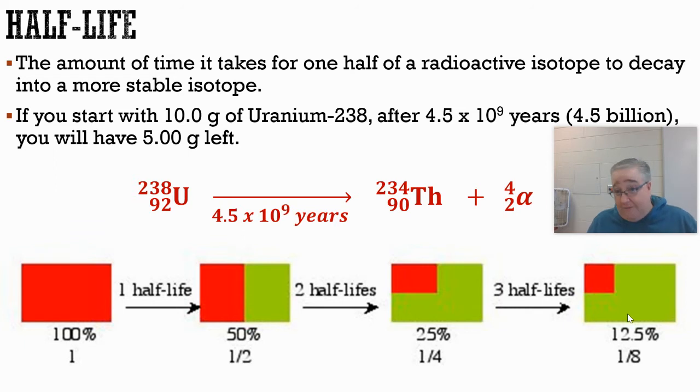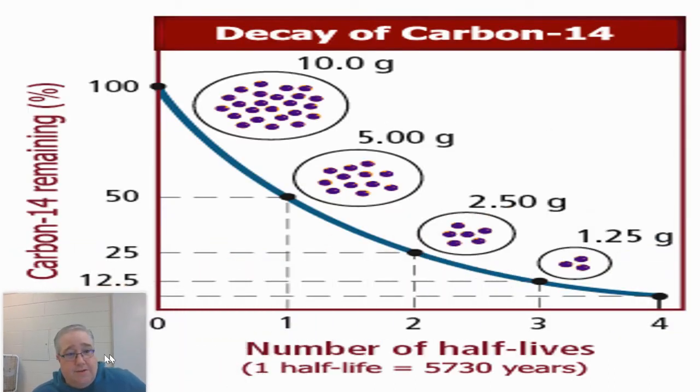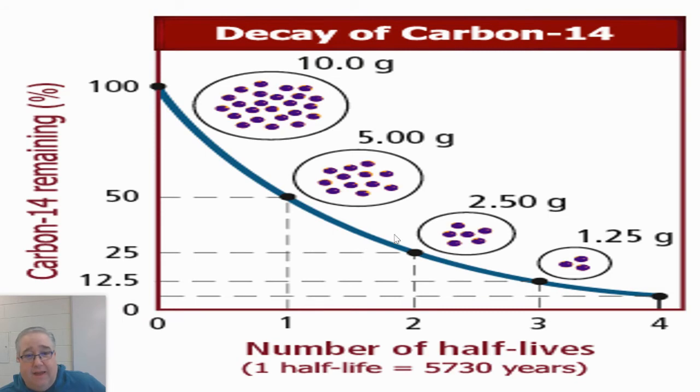After another half-life, half of what's remaining will decay. So you only have 12.5% left of what you originally started with. All we're really doing is just dividing it by 2 every single time. Okay, so that's essentially what half-life is. This is showing us half-life in sort of a graphical representation.